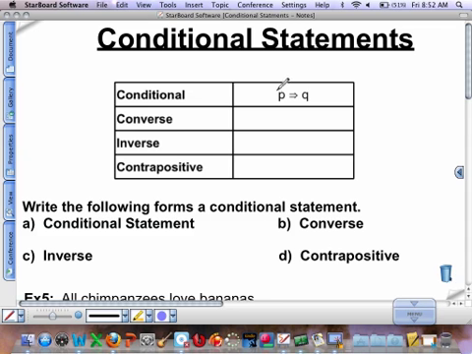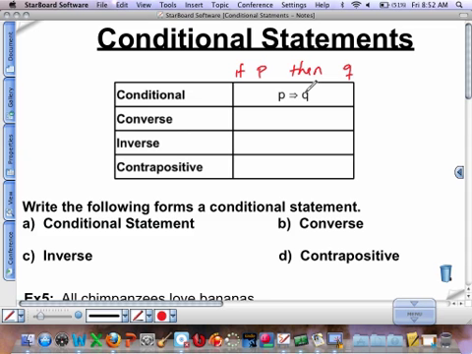The way you would read this is: if P, then Q. That's what that little arrow means. If P, then Q. So what does the P represent? The hypothesis. What does the Q represent? The conclusion.